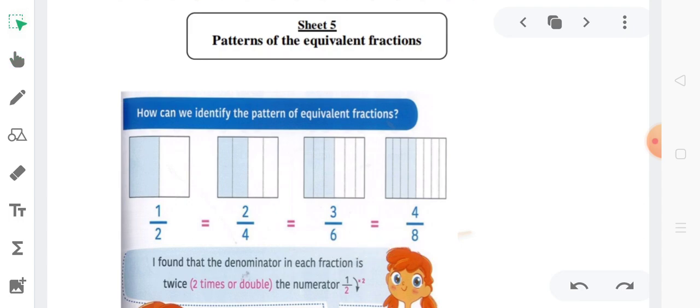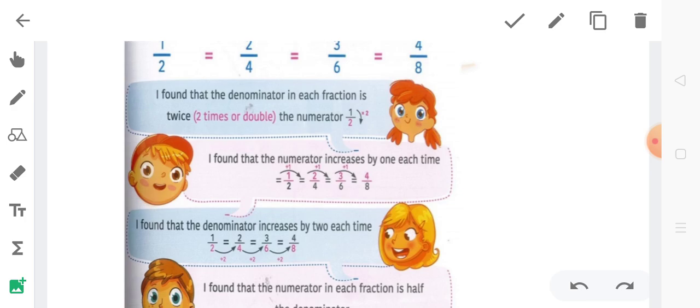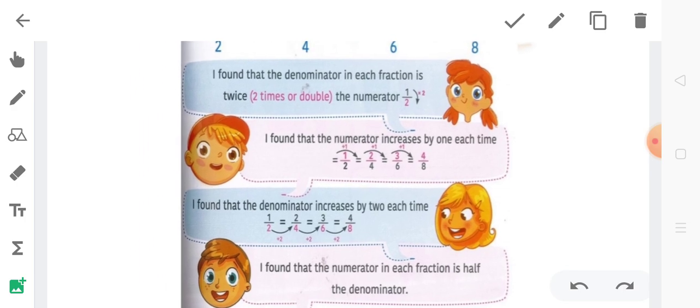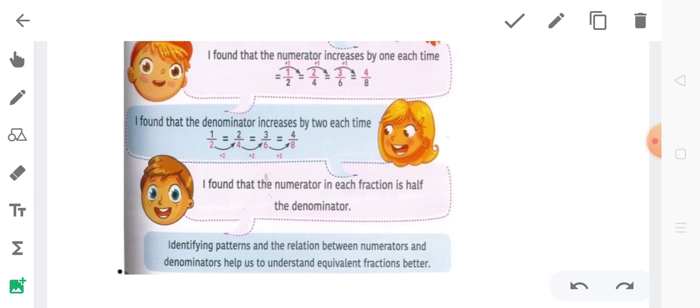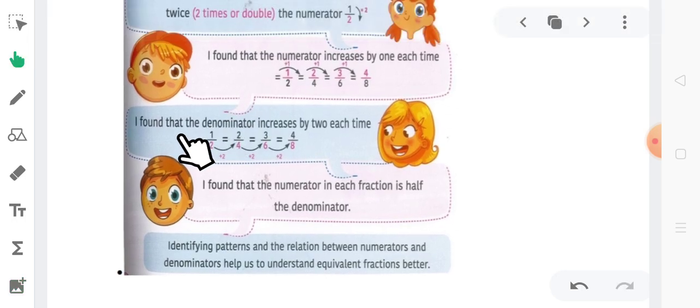Let's see. Okay, I found the denominator in each fraction is twice or double the numerator. Okay, I found the numerator increases by 1 each time, as we told you before. Okay, I found that the denominator increases by 2 each time in the bottom. So identifying the pattern and the relation between numerator and denominator helps us to understand equivalent fractions better.